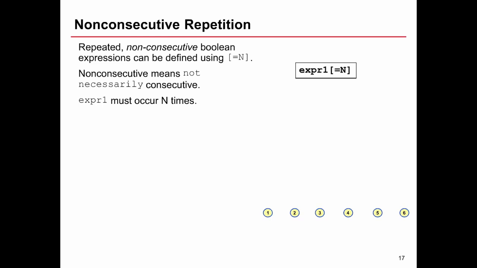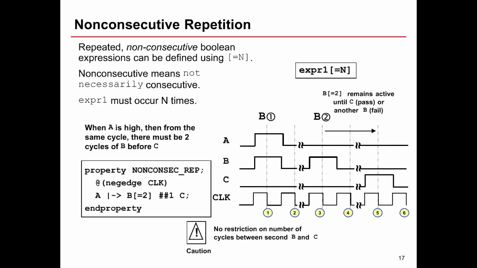Let's take a look at an example again. The behaviour we require to express is that when A is high, then from the same cycle there must be 2 cycles of B before C occurs. This property expresses that: A, same cycle implication operator, B, and in square brackets equals 2, followed by C.